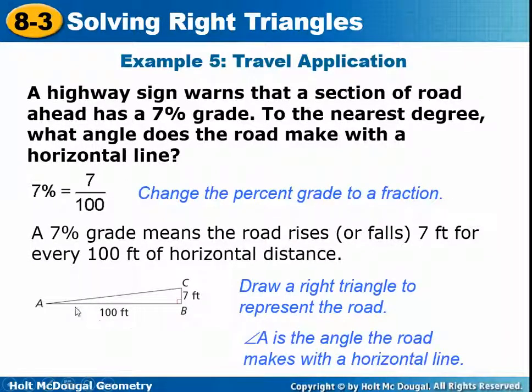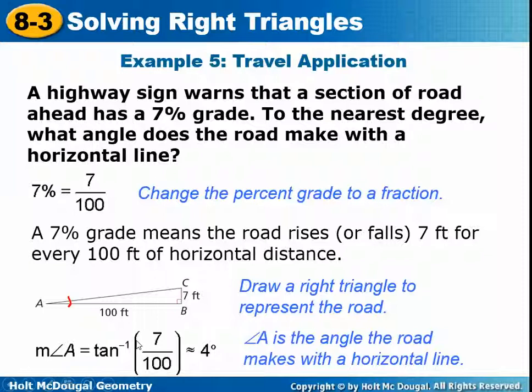And we're looking for angle A, because we want to know what angle the road makes with the horizontal line. So we're going to have to use some trigonometry. You know there's sine, you know there's cosine, you know there's tangent. Which one would let you find angle A? Sine is opposite over hypotenuse. We don't know the hypotenuse. We could find it with the Pythagorean theorem. Cosine is adjacent over hypotenuse. There's that hypotenuse again. But tangent, we wouldn't have to find the hypotenuse, because tangent is opposite over adjacent.